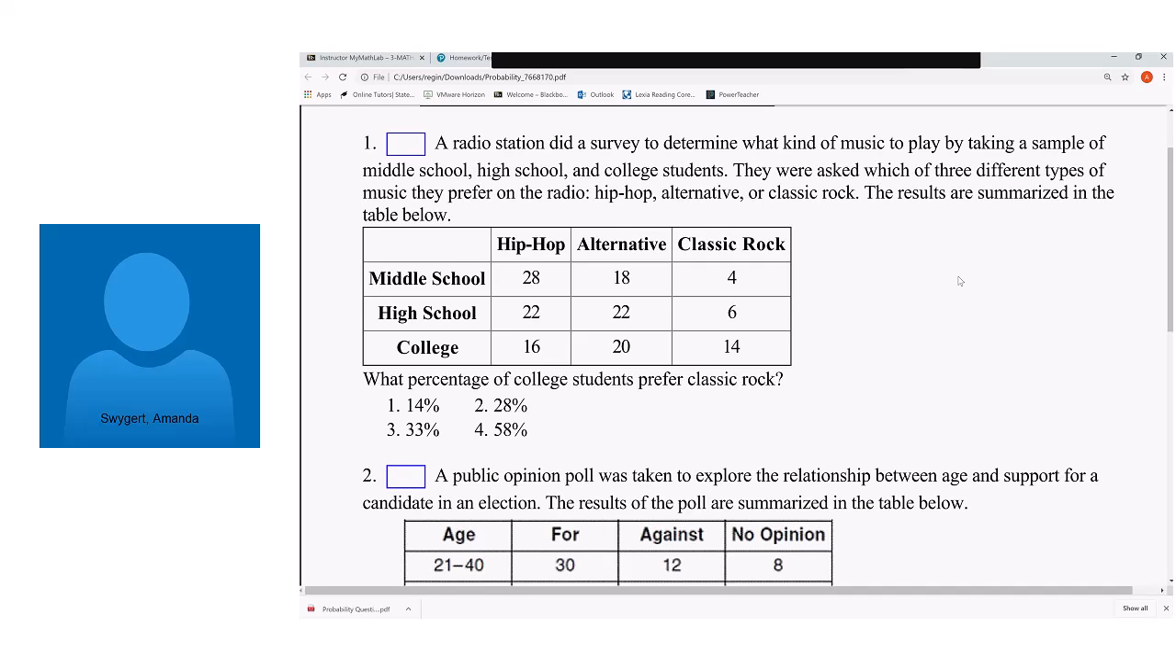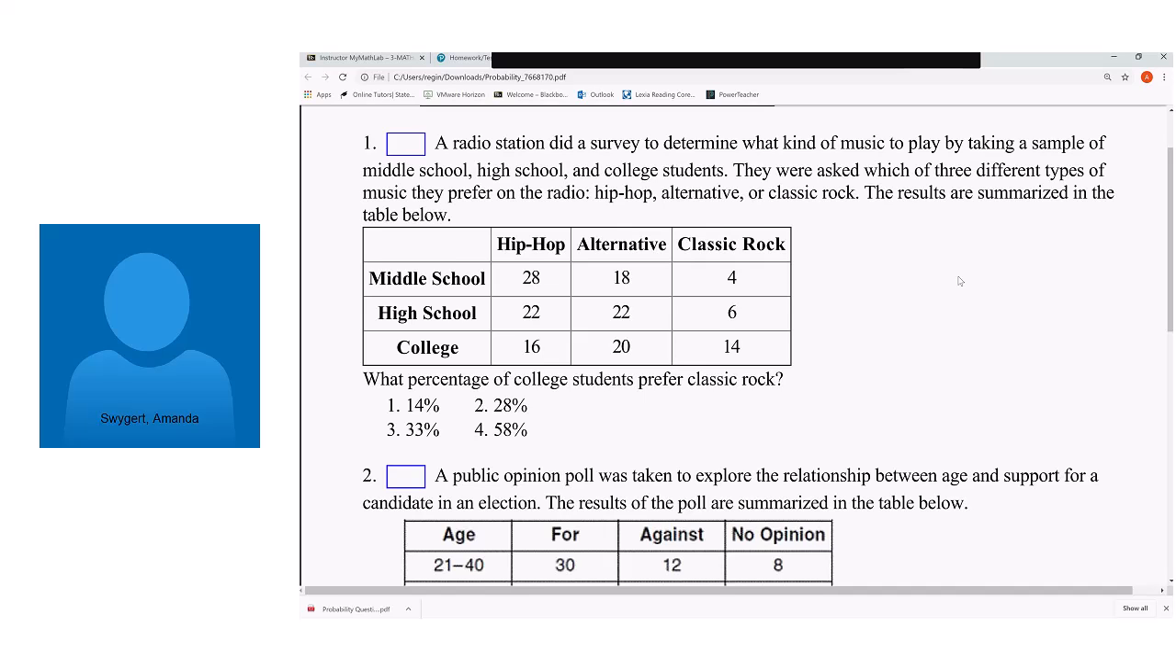Now let's look at some totals. How many total middle school students were surveyed? What would I need to do? Add 28 plus 18 and 4. Very good. So this is how you would get your totals, right? So if I'm looking at total middle school, 28 plus 18 plus 4 is 50. So that means that 50 middle school students were asked about the survey, right?